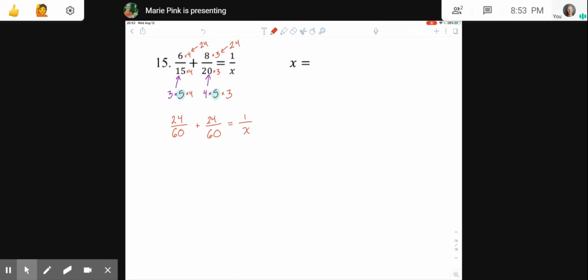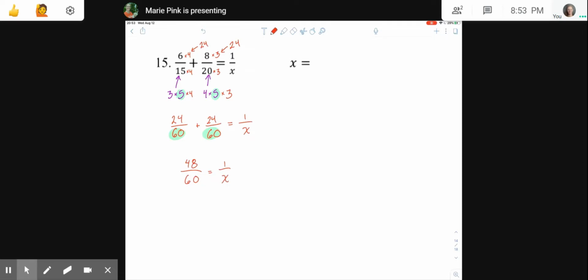All right, so I'm going to still focus here on the left side first. So when you add fractions, first step was to make sure that these numbers were the same. So we're good there. So they're both 60 on the bottom. So then the top will just add together like normal adding. So 24 plus 24 is 48. And then the bottom stays the same, and that's 60. And that'll be equal to 1 over x. Now, the next part of this is, how do you know what x is?